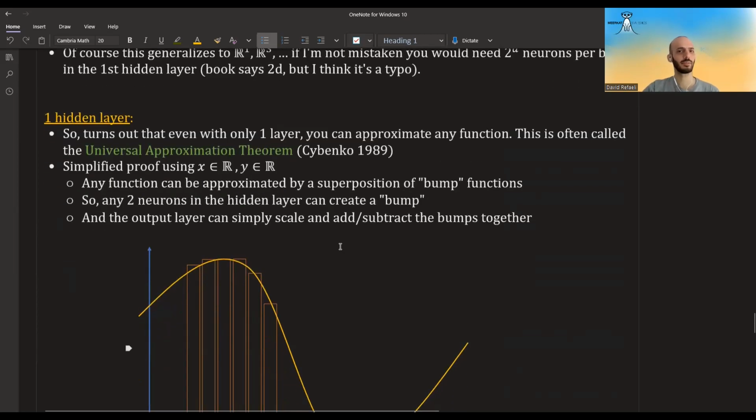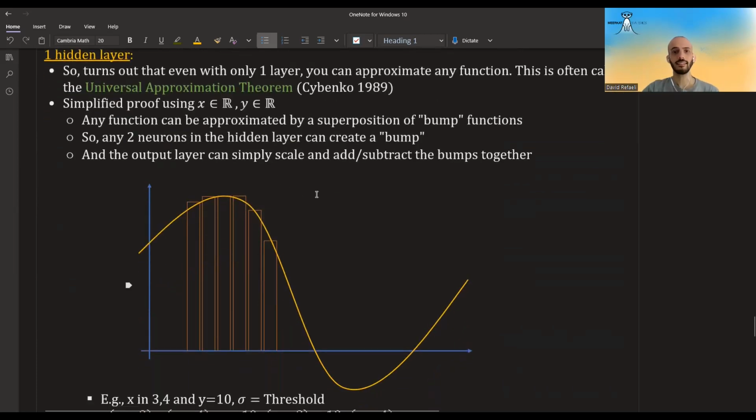So let's look at a simplified proof using one-dimensional x. We have one-dimensional x, one-dimensional y, so a very simple function. And again, the basic intuition is that every function can be approximated by a superposition of bump functions. Any two neurons in the one hidden layer joined together can create a bump. And the output layer can simply scale those bumps and add or subtract them together.